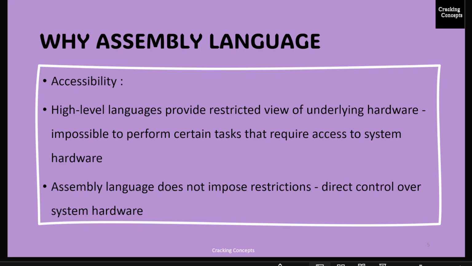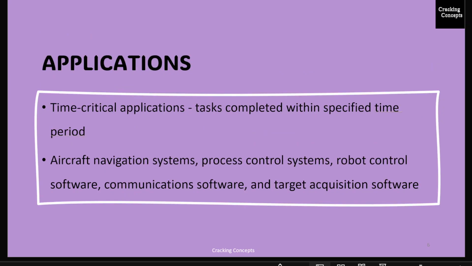Now let us look into the applications. In time-critical applications, tasks have to be completed within a specific time period. These real-time applications include aircraft navigation systems, process control systems, robot control software, communication software, and target acquisition, for example, missile tracking software.